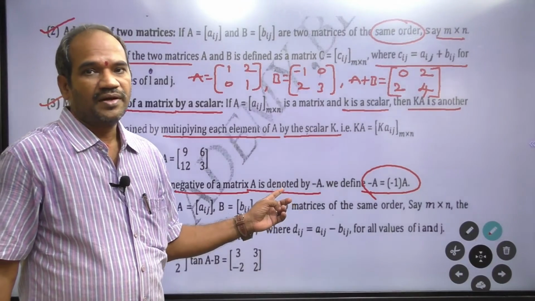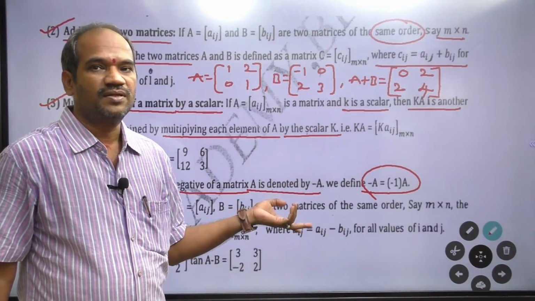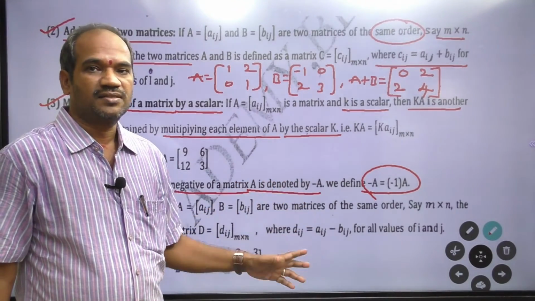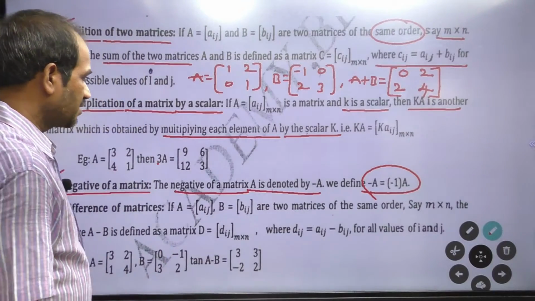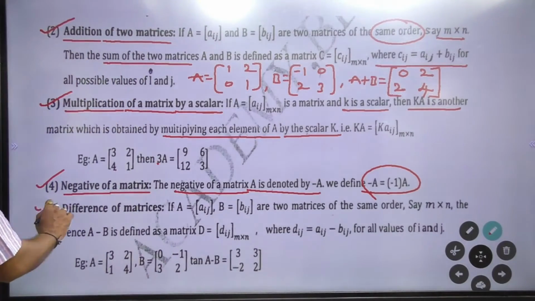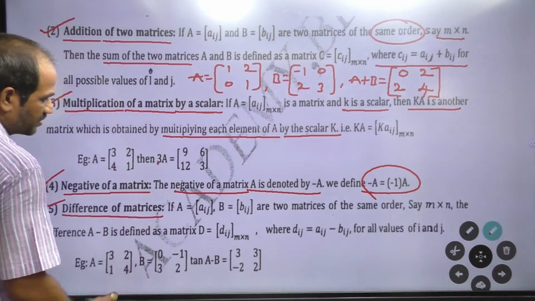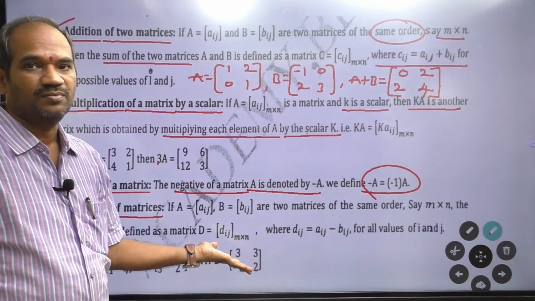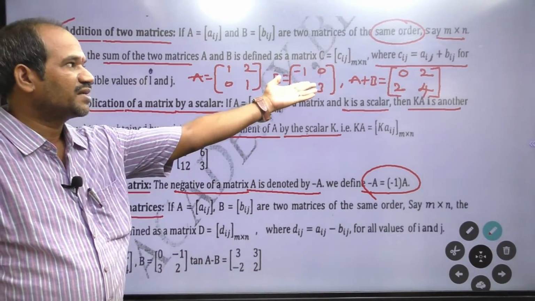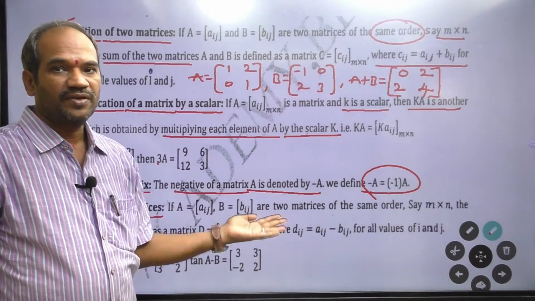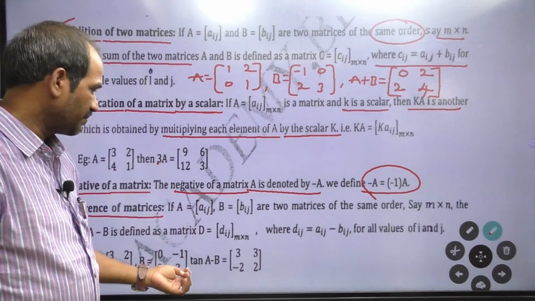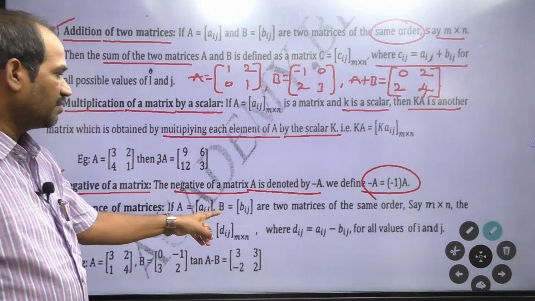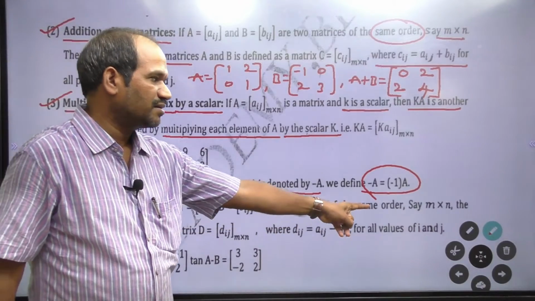Negative of matrix B is minus B. Negative of matrix C is minus C. Next is difference of matrices. Sum means adding corresponding elements, and difference means subtraction. See here, A and B are two matrices of same order, say m by n.